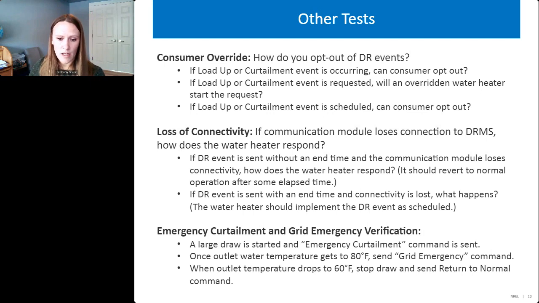Once the water heater outlet temp gets to 80 degrees F, we send the grid emergency command. And when the water heater outlet temperature drops to 60 F, we stop the draw and send a return to normal command. So even though the tank temperature gets very cold, if it's in emergency curtailment, we would not expect to see anything besides the heat pump running. And then in grid emergency, nothing should be on.